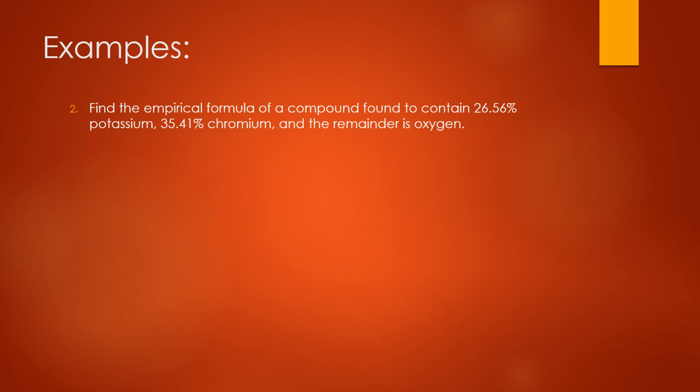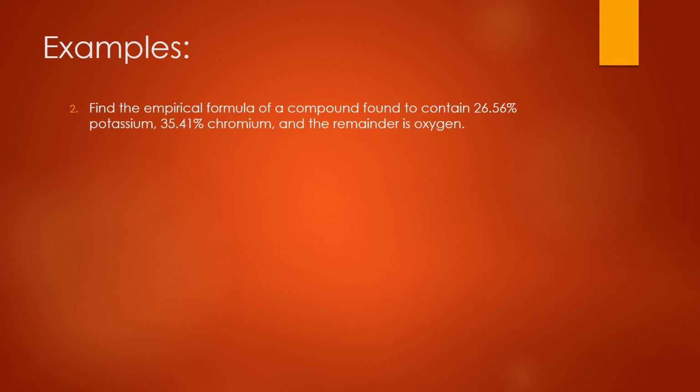All right, so in example number 2 here, it says find the empirical formula of a compound found to contain 26.56% potassium, 35.41% chromium, and the remainder is oxygen. All right, so the first thing I have to do is figure out how many grams of each one of those is. Now remember, I said at the beginning here in step 1, if we have percents, we can treat them like we go up to 100%.